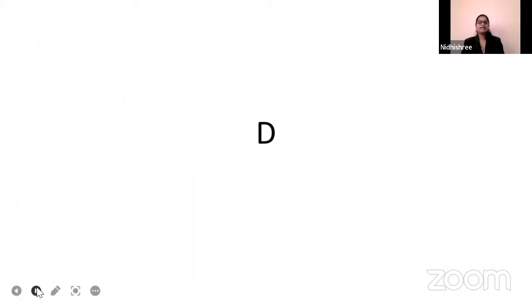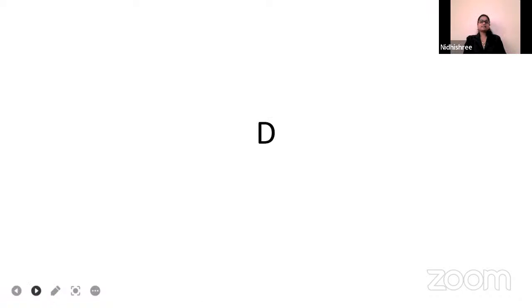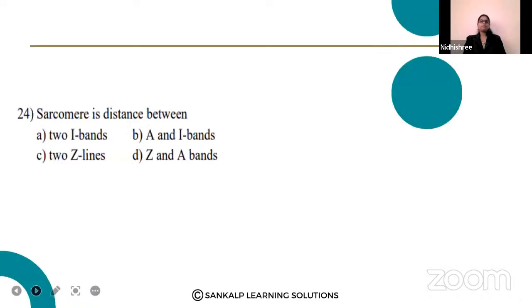Okay. Then the next question. Myoglobin occurs in option A, blood; option B, liver; option C, spleen; option D, muscles. Where is myoglobin found? Parvati, option D. Lohit, option D. Amrita, Sinchana, option D. Gayatri, option D. Dyuti, option D. Kanchanaraj, option D. Saima, option D. Let us check the answer. The right answer is option D, that is, muscle.